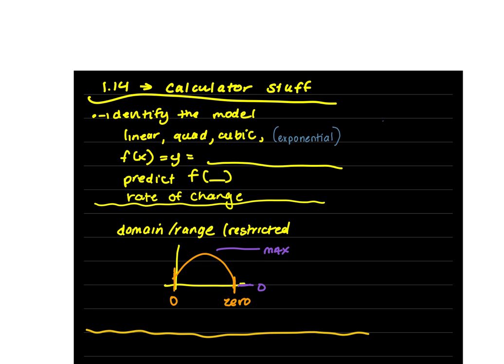Does exponential have an R squared? Yeah. You run an exponential regression just like you would do every other one. So R squared's just like how perfect the model is. It could be any kind of model.